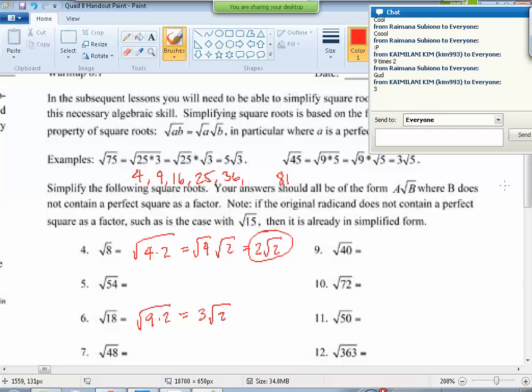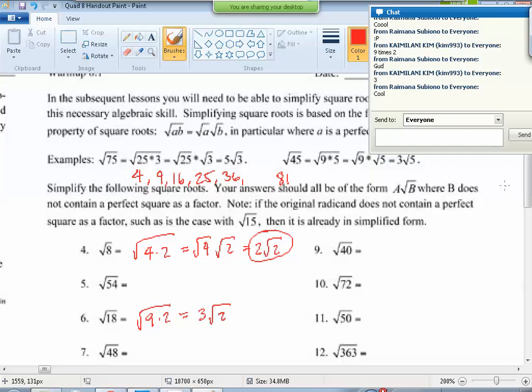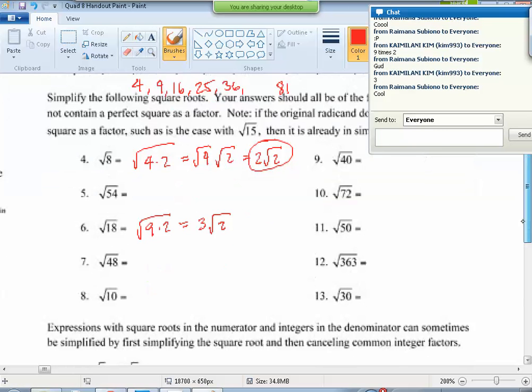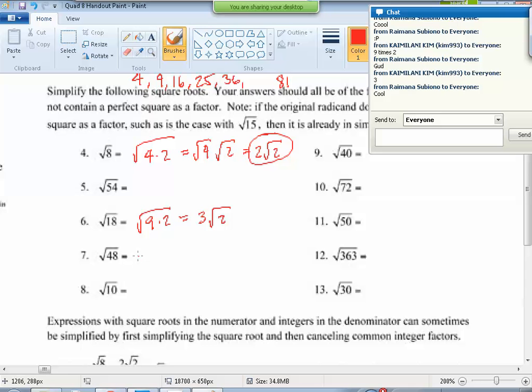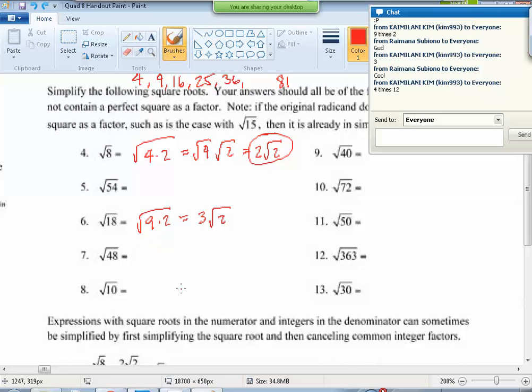All right. Let's try 48. Square root of 48. What are the two numbers that can multiply out that are 12 and 4? Okay, cool. 12 and 4. So that's equal to the 4 I can pull out. And when I pull it out of the square root, I'll just square root it. So it becomes 2 times the square root of 12. Are we cool?